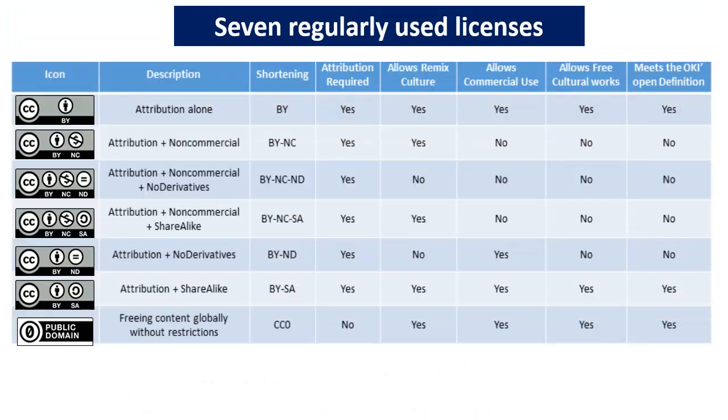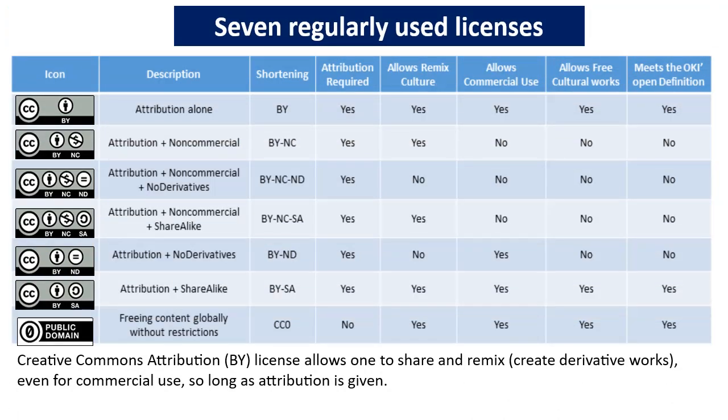Let us look at the simplified grid of 7 regularly used licenses. You can see across the columns the different icons representing the different CC licenses, and in the different rows it talks about different categories with respect to what the description is, what the short form of the license is, whether attribution is required or not, whether the license allows remix culture, whether it allows commercial use, whether it allows free cultural works, and whether it actually meets the definition, that is the open definition.